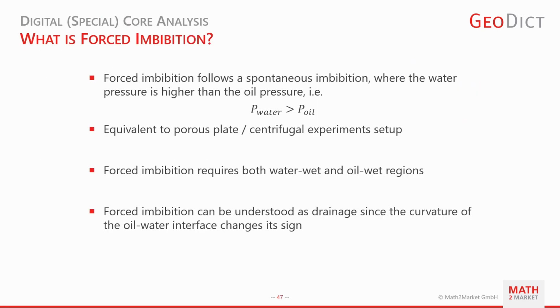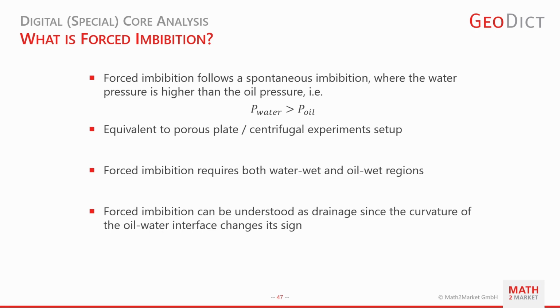First of all, what is forced imbibition and what are the requirements to simulate forced imbibition? Forced imbibition follows a spontaneous imbibition, where the water pressure is higher than the oil pressure. It is equivalent more or less to the porous plate or centrifugal experiment setup. In a simulation environment, that means that we require both water-wet and oil-wet regions in GeoDict.